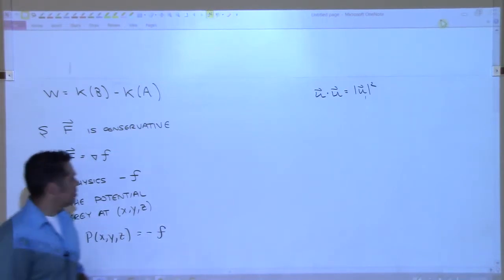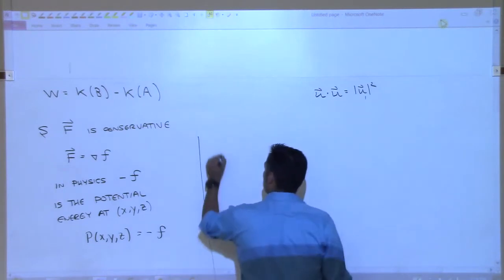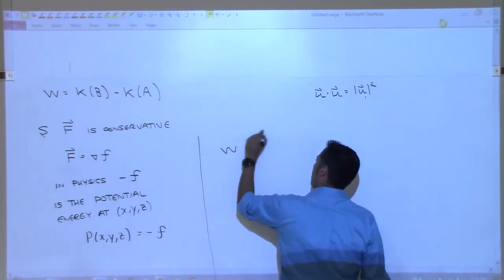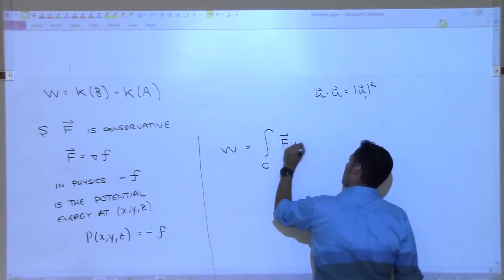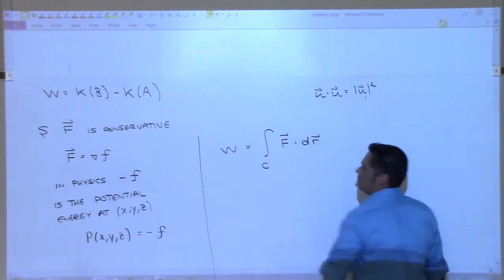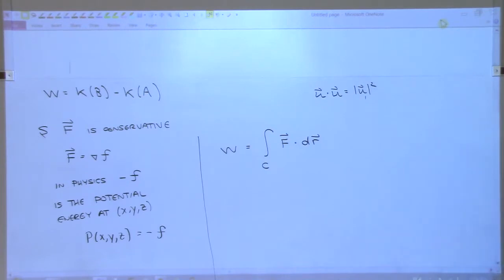Now, what's the work done here? So work will be equal to the integral over C of F dot dr again, right? But this time, what's F for us?